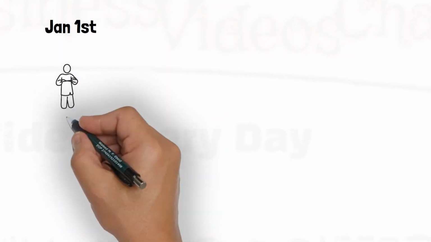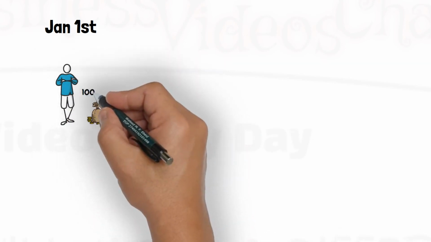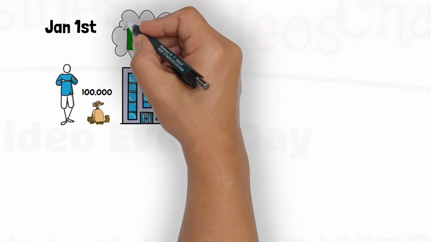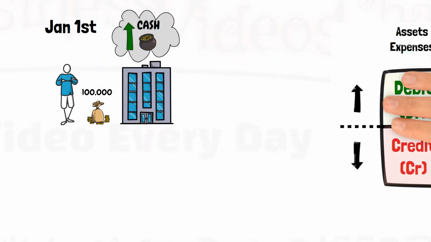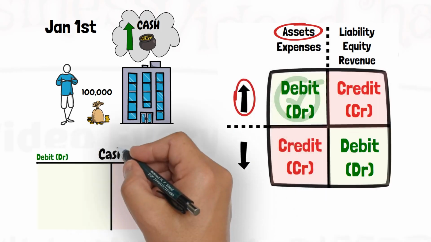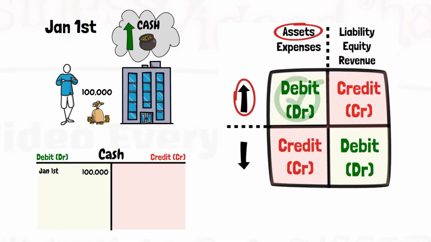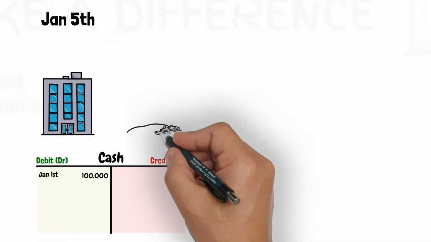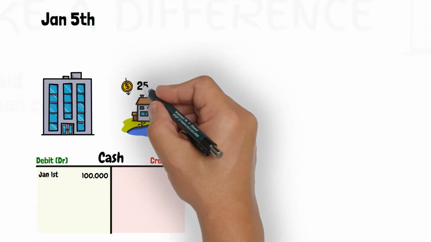Let us apply. On Jan 1st, Mr. Stick contributed 100,000 cash to the business. That transaction increases cash by 100,000, and since cash is an asset, that increase is recorded in the debit of the cash account. On Jan 5th, the business bought an apartment with 25,000 paid in cash.